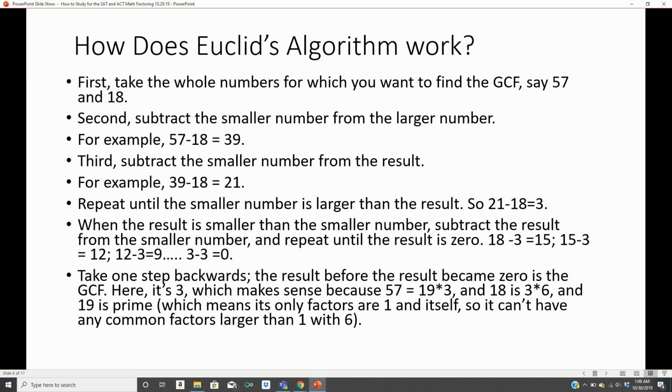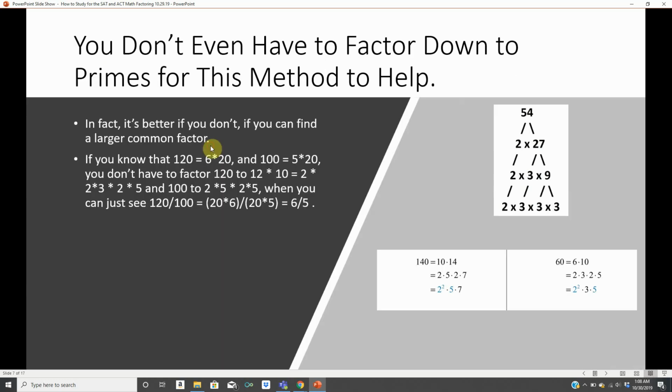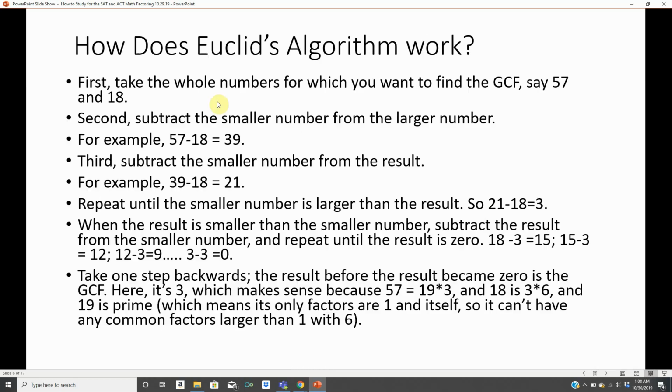First, you want to take the whole numbers for which you want to find the GCF, let's say 57 and 18. The second thing you're going to do is subtract the smaller number from the larger number. So here you're going to subtract 18 from 57, you get 39. And then you take the result, 39, and you subtract the smaller number, 18, from it. Okay, 39 minus 18 is 21.